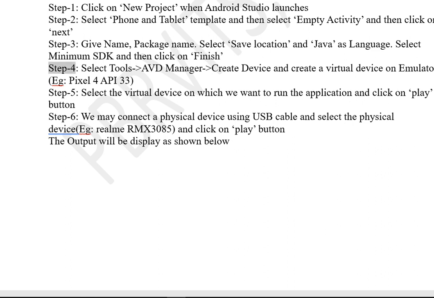Step 4, select Tools, AVD Manager, create device and create a virtual device on the emulator, e.g., Pixel 4 API 33. Step 5, select the virtual device on which we want to run the application and click on the Play button. Step 6, we may connect a physical device using a USB cable and select the physical device, e.g., Realme RMX3085, and click on the Play button. The output will be displayed as shown below.